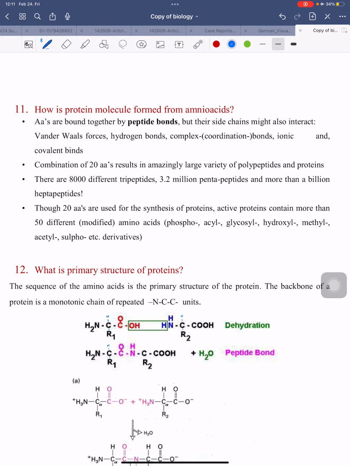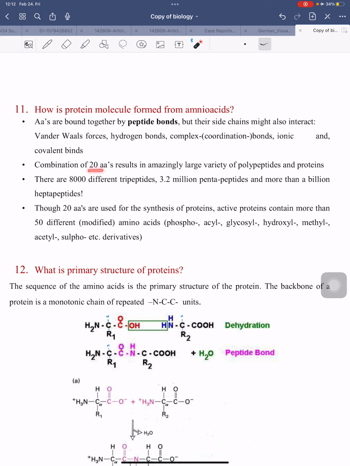How does the protein form? As you know, for the formation of protein, we need to first form the peptide bond. But also the side chain may have interactions like van der Waals force, hydrogen bonding, ionic or salt bridge, covalent bond, or disulfide bridge.